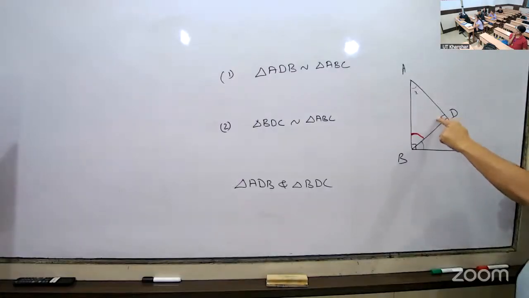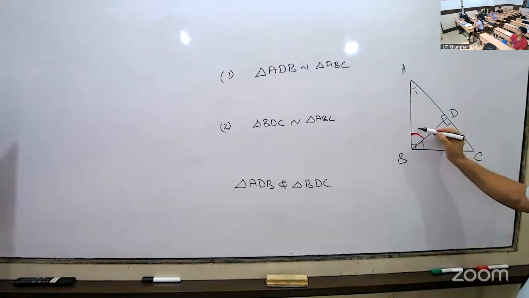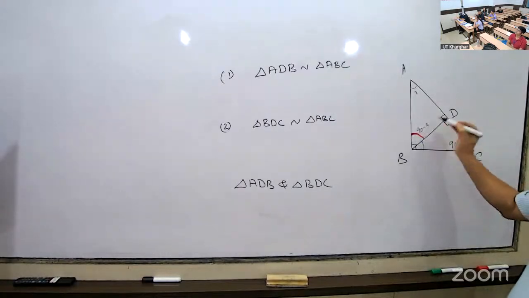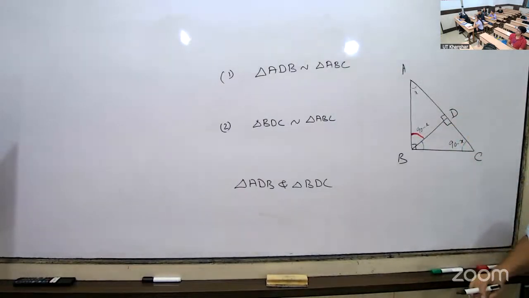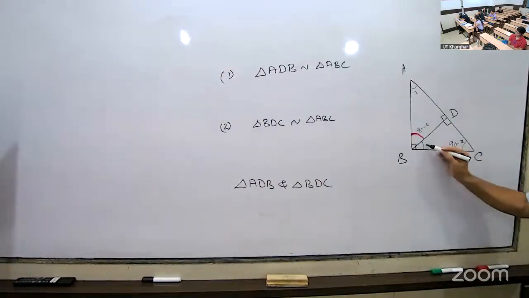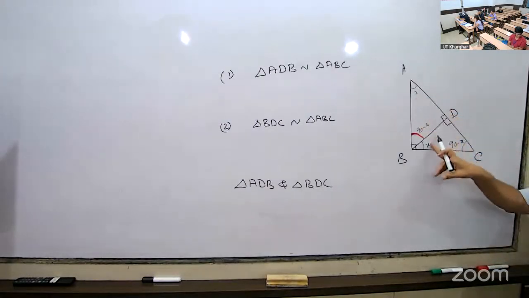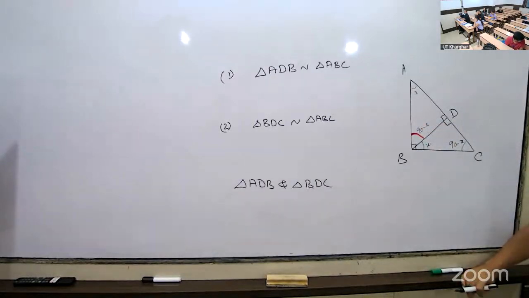What is this one? 90. Then what will be this one? 90 minus x. Are there any two angles you got now? This is equal to x, you will get. Therefore, these two angles are equal, yes or no? Therefore, two pairs of angles equal you got.